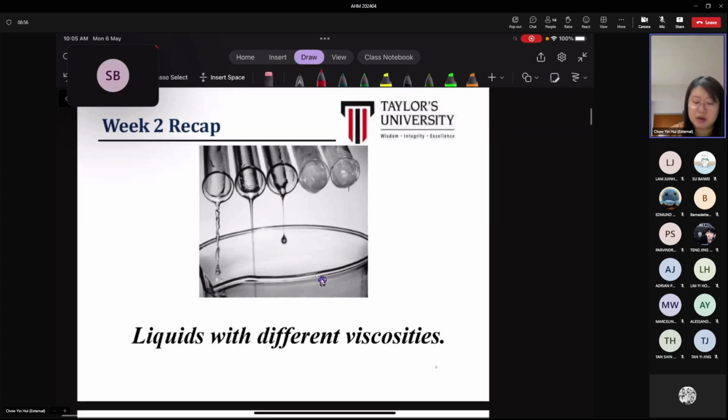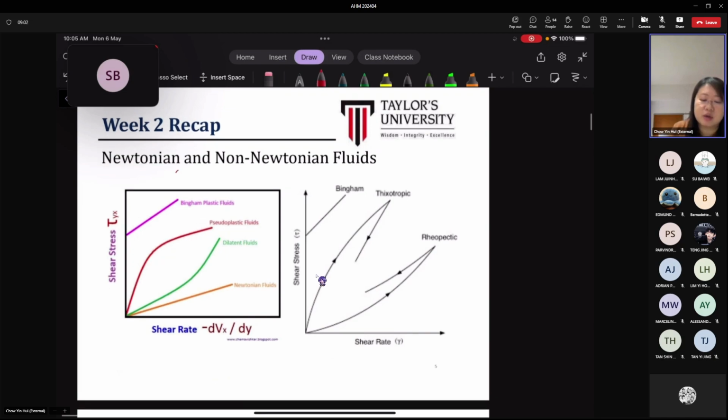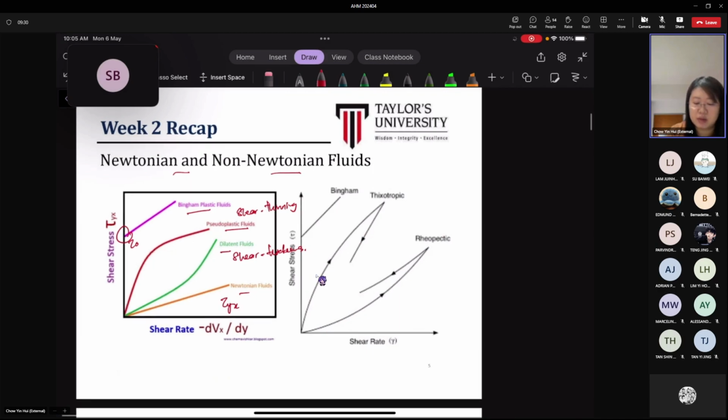For liquids we have different viscosity, and we can categorize into Newtonian and non-Newtonian fluid. If you recall, for non-Newtonian fluid we have the Bingham plastic, which needs a yield stress in order to initiate the flow. Then we have the pseudoplastic fluid, also known as the shear thinning fluid, and the dilatant fluid, also known as the shear thickening fluid. Newtonian fluid has a linear relationship between the shear stress and the shear rate, whereas non-Newtonian fluid doesn't have a linear relationship.